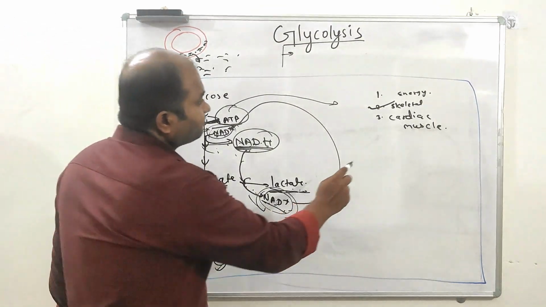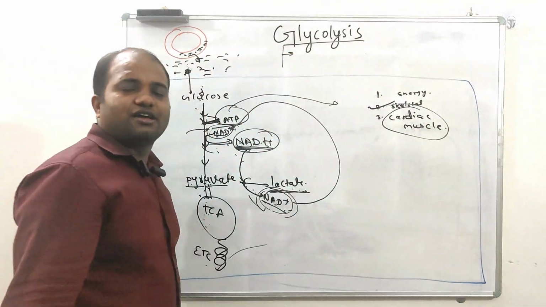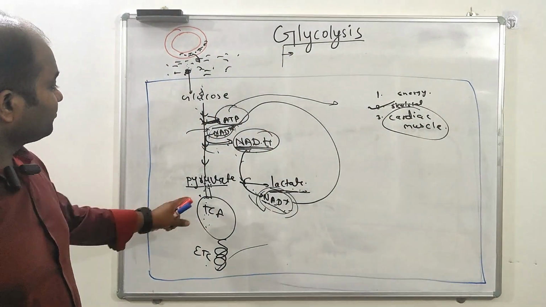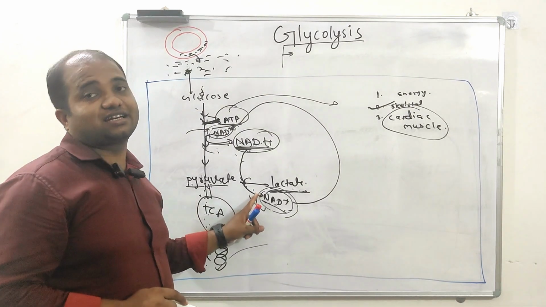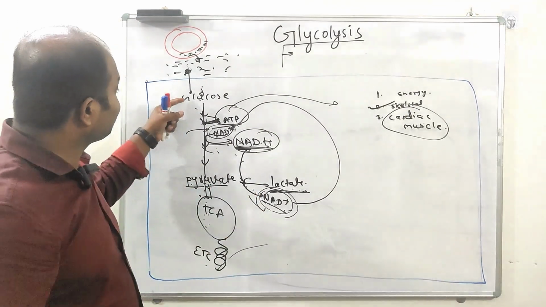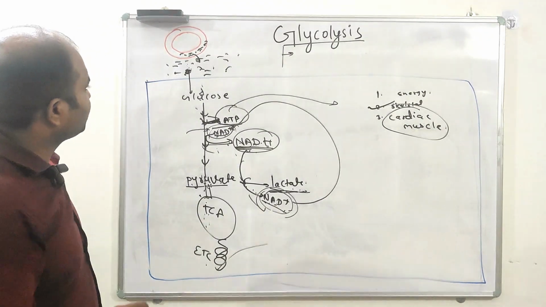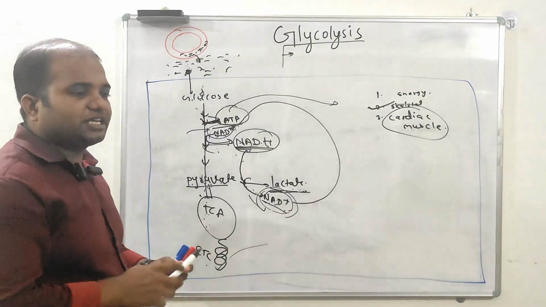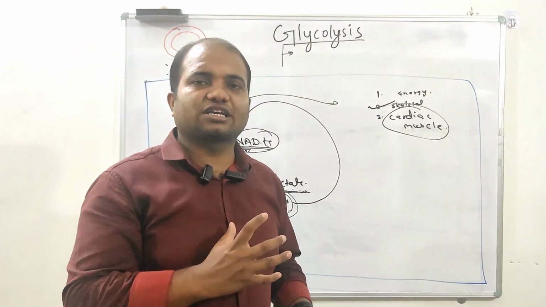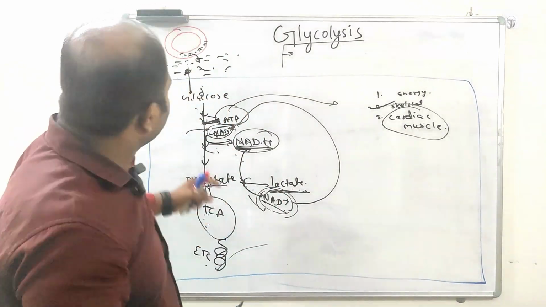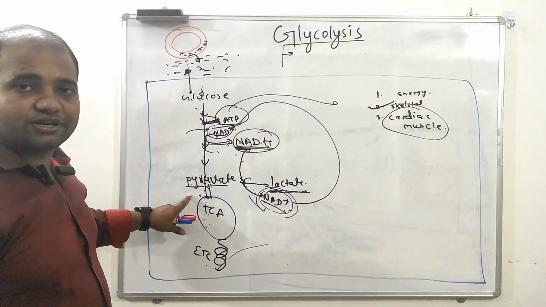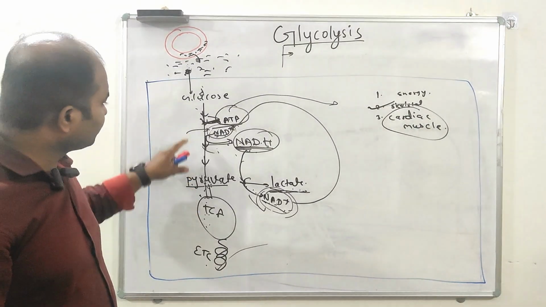Same thing we'll see for cardiac muscles. In cardiac muscles, what will happen? I told you they will not go for lactate, anaerobic. Their cells are meant for aerobic glycolysis. So when there is an ischemic attack or ischemia, what will happen? Glucose will convert into pyruvate.